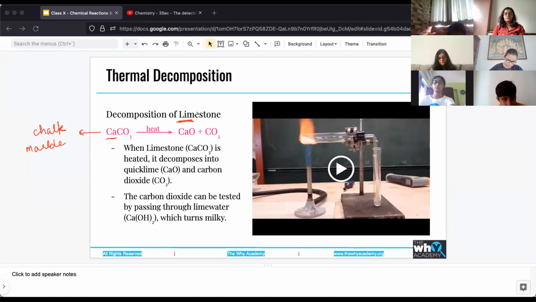So thermal decomposition, limestone is an example, because when you take a little bit of limestone, calcium carbonate, and you heat it, take it in a plate or a test tube or something of that sort, heat it, it decomposes into CaO and CO2, calcium oxide and carbon dioxide. Okay. Do you remember what is calcium oxide? Its common name kya hai? Who remembers? Let's see.